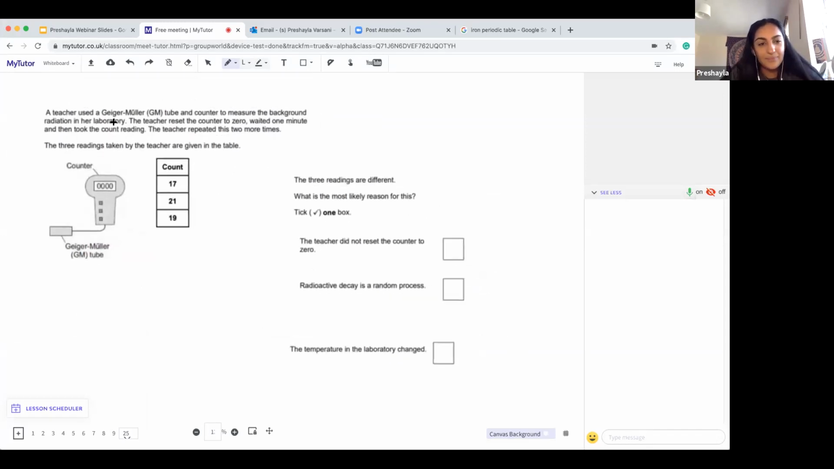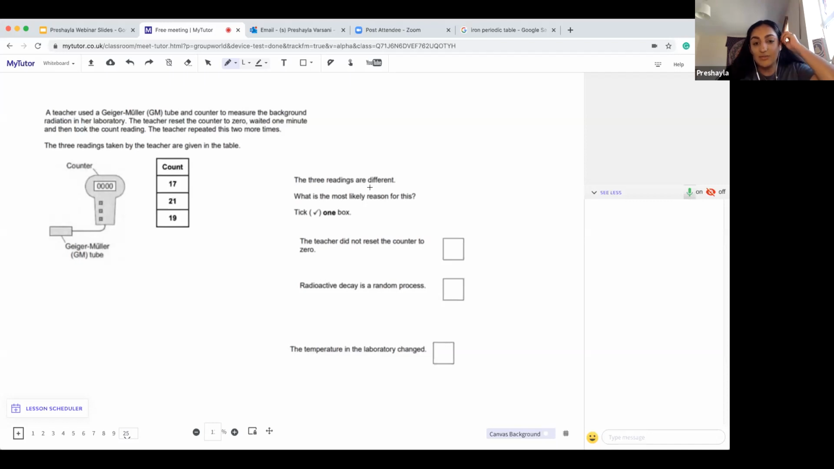they can do that. A teacher used a Geiger Müller tube and counter to measure the background radiation in her laboratory. The teacher reset the counter to 0, waited 1 minute, and then took the count reading. The teacher repeated this 2 more times. So the teacher puts it to 0, waits for a minute and takes a reading, resets it to 0, waits a minute and takes a reading. So they're measuring background radiation. Background radiation can be measured when there's no radioactive source there. And these are the results that the teacher got: 17, 21, and 19.